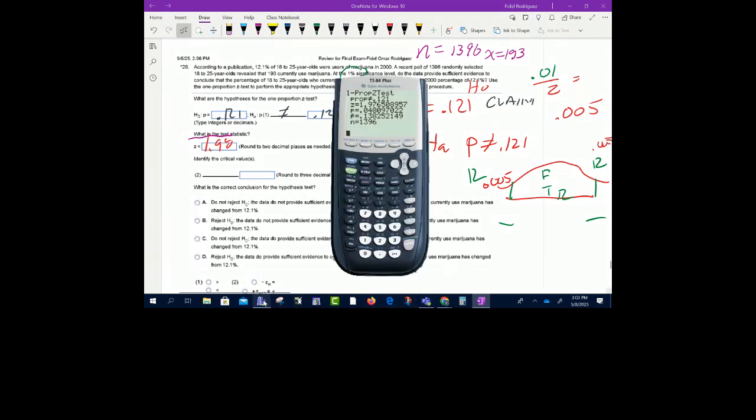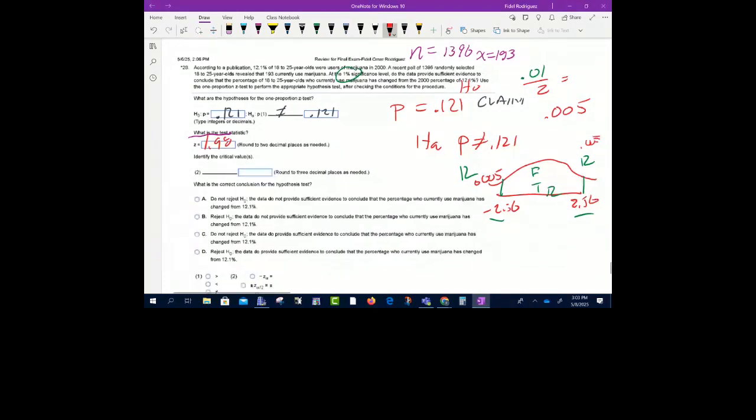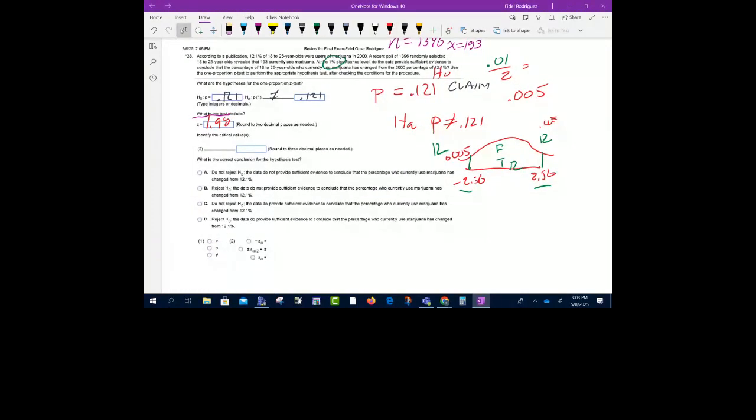Okay, let's find those two critical values. So look, y'all, I'm going to clear this out. I'm going to go second, bars, and go to inverse norm. I'm looking for the area to the left, 0.005. Close it off, hit equals. Y'all, I'm coming up with a negative 2.56. And then remember, that one's going to be positive 2.56, right? Okay, so look, y'all, when we get to number 2, because we got two values, we're going to put negative 2.56 there, and we're going to put 2.56.